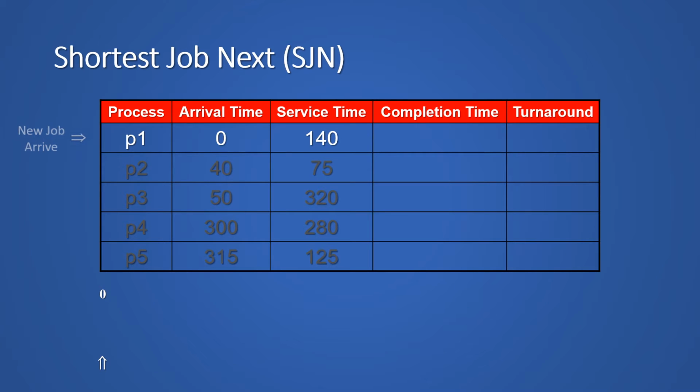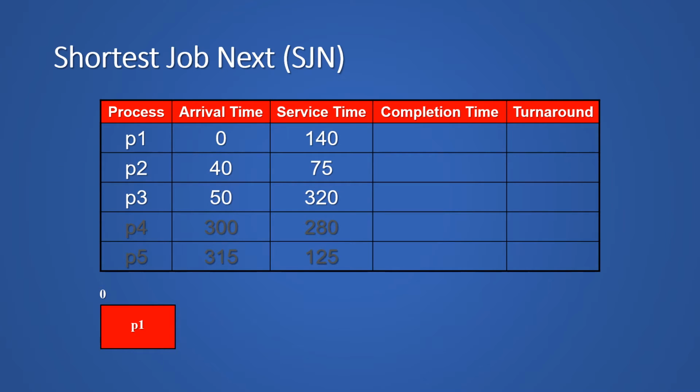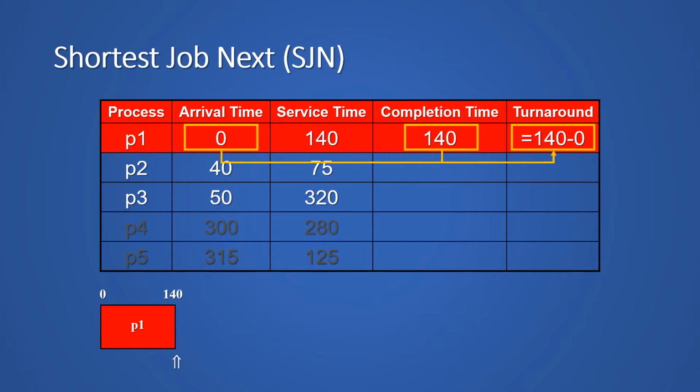Job P1 arrives at 0 seconds and starts first. The service time of P1 is 140 seconds, so P2, which arrives at 40 seconds, and P3, which arrives at 50 seconds, will wait to execute. P1 completes at 140 seconds, and the turnaround time is the completion time subtracted by the arrival time. Therefore, the turnaround time of P1 is 140 seconds.